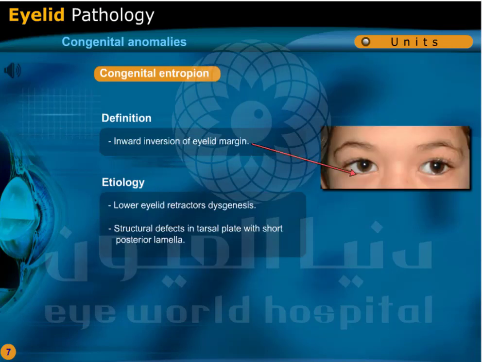Congenital entropion is inward inversion of eyelid margin. It may occur as a result of lower eyelid retractors dysgenesis or structural defects in tarsal plate with short posterior lamella.